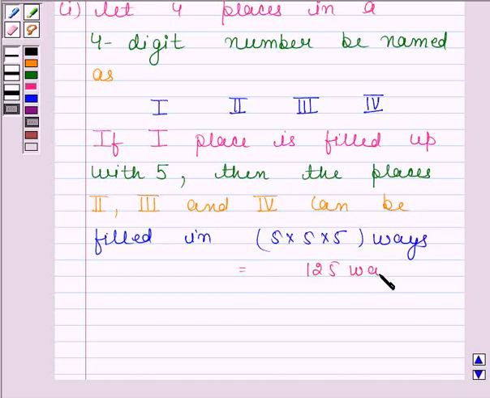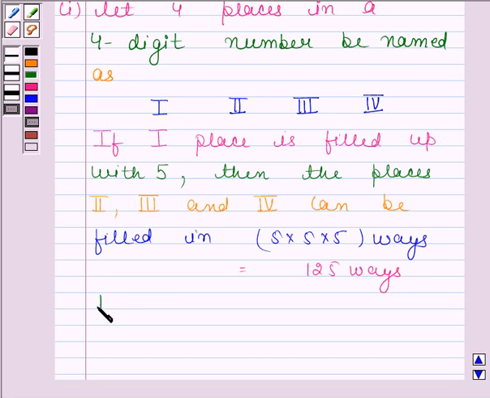As we have to form the number with 5 digits and repetition of digits is allowed, so we can fill the second, third and fourth place in 5 ways, and thus the places second, third and fourth can be filled in 5 into 5 into 5 ways, that is 125 ways. And you should also know that as we have to form a number greater than 5000, so this means the first place can only be occupied by 5 or 7.